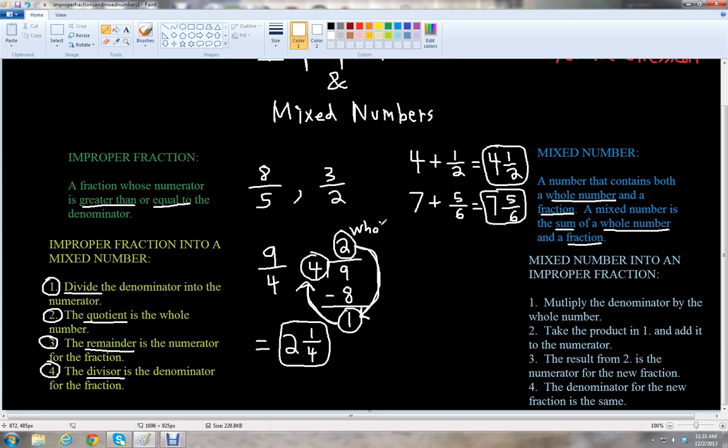So it goes whole, numerator, and then denominator. So if you can remember that cycle going clockwise, whole, numerator, denominator, that'll help you with converting improper fractions to a mixed number.